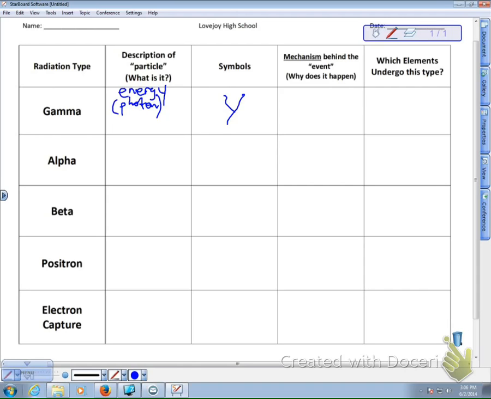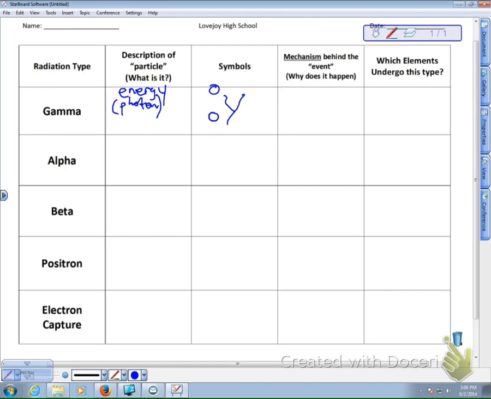And then in any symbol for radioactive particles, you're going to put a superscript on the left for the mass. So for the mass of the energy particle, it's going to be 0. And then as a subscript, you're going to put a charge. And for pure energy, a photon, photons have 0 charge. So that is the symbol for a gamma photon or gamma energy.